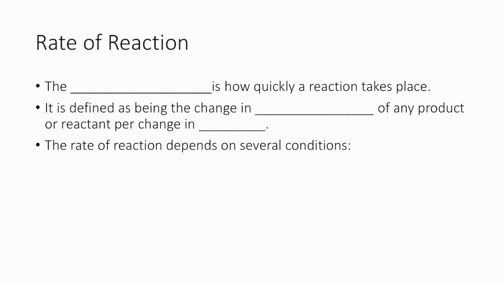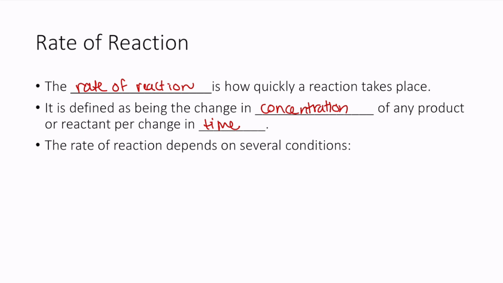The rate of reaction is how quickly the reaction is going to take place. It is generally defined as the change in concentration of any product or reactant per change in time. So, how quickly is your reactant going away over time, or how quickly is your product forming over time?